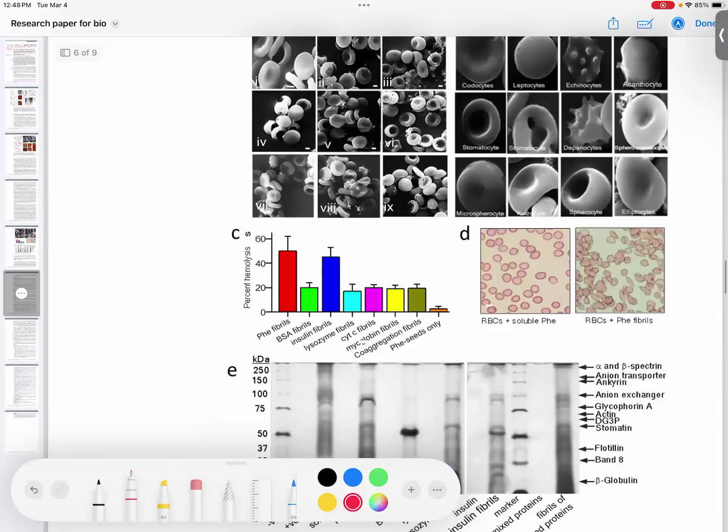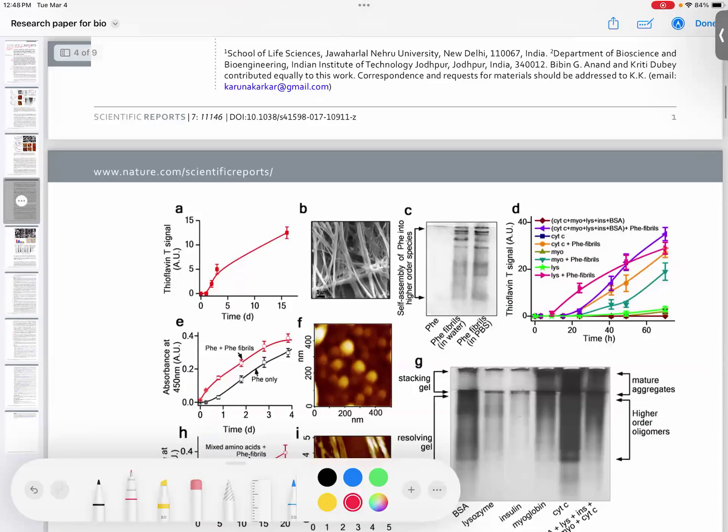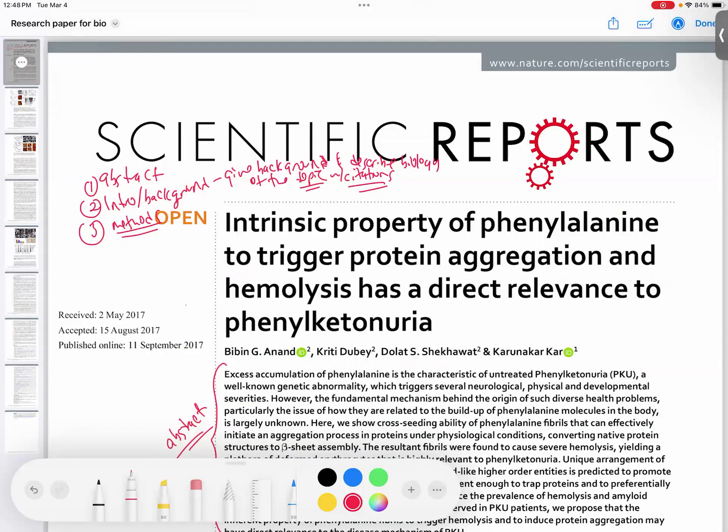And so that's going to be an important component of a paper. So what did you do and how did you do it? That's basically what your methods are.